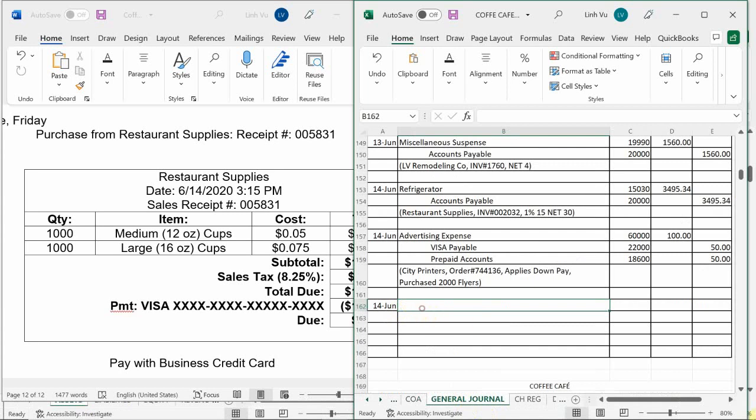Okay. So we start off with our first one, which is going to be our medium coffee cups. Okay. And we have our large coffee cups. Okay. 11,760, 11,765, right? And how did we pay for them? How did I pay for my coffee cups? A Visa. Yep, we used our credit card, so Visa payable.